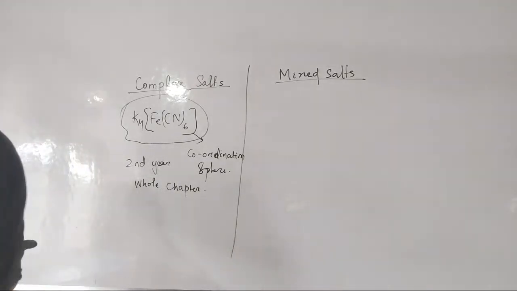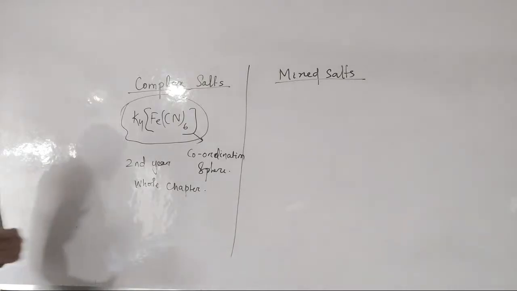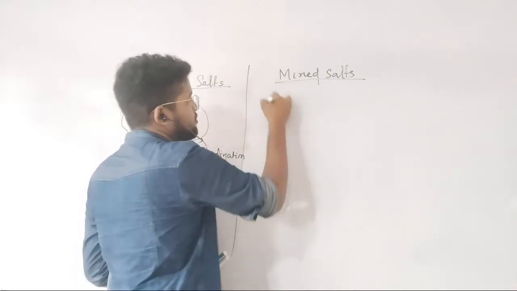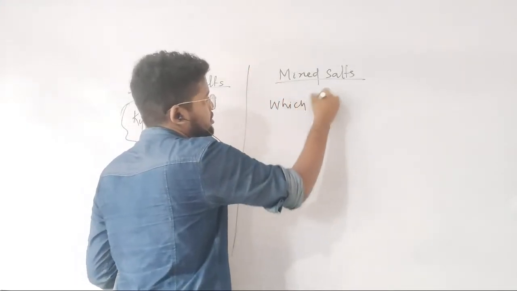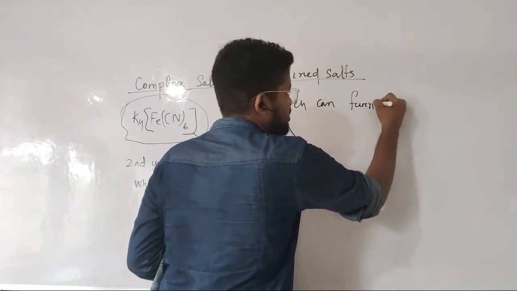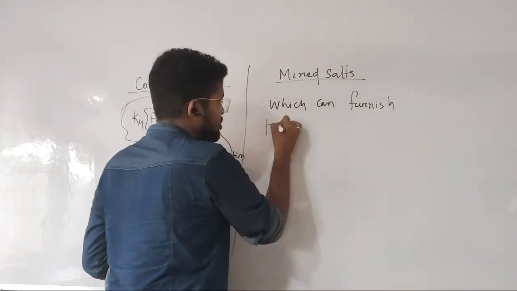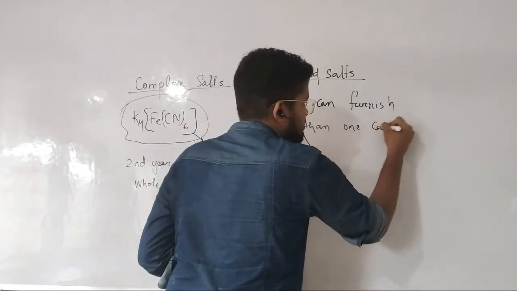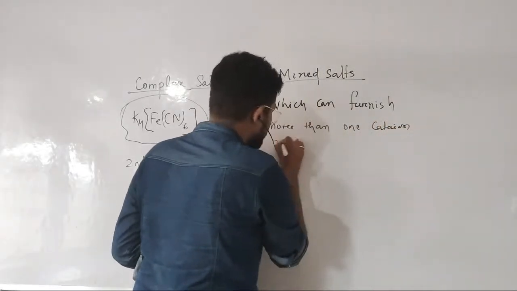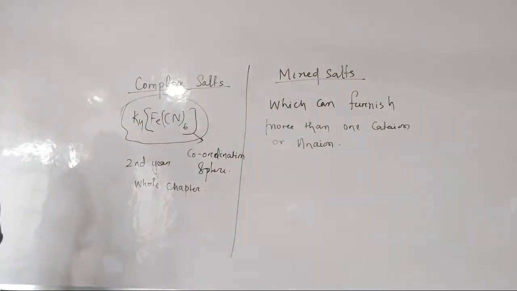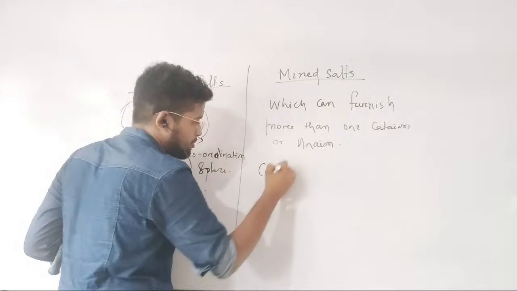Okay, so let's see what a mixed salt is. A mixed salt is one which can furnish, or give, meaning which can produce, more than one cation or anion. So let's discuss some examples.